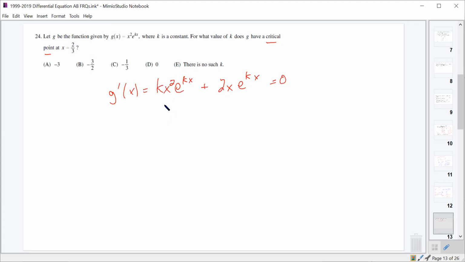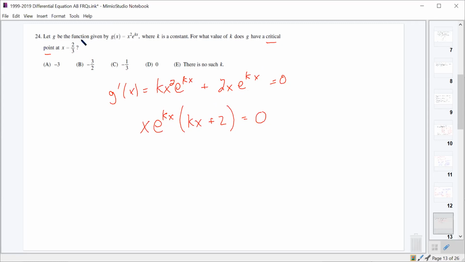The best thing to do to figure that out is to factor out the x e to the kx that they both have. So if I take out x e to the kx from both of those, this one leaves me with kx, and this one leaves me with plus 2. And we want to know when this is equal to 0.